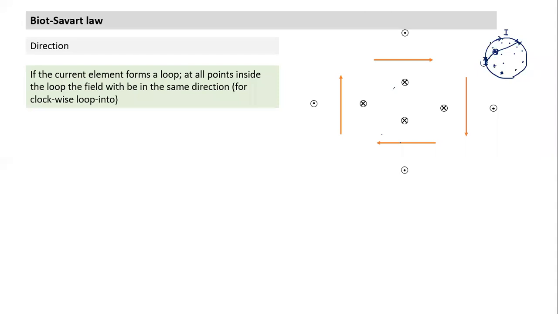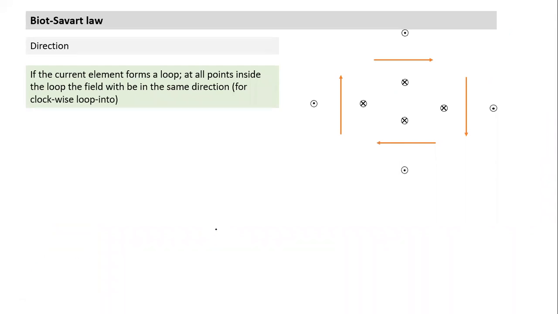Is every single element creating field in the same direction or not? That's the point. If all elements are creating field in the same direction, the resultant also will be in the direction in which each element is creating a field. Is this understood? Yes, sir. Everyone? Yes, sir. Okay, so let's proceed further.